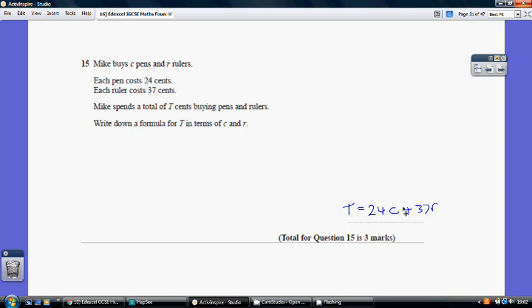Similarly with rulers, each of them cost 37 cents. So if we bought 2 rulers, we do 2 lots of 37, 5 rulers, 5 lots of 37. Well, we're buying R rulers, so that's R lots of 37, which is 37R. So we're spending 24C on pens, 37R on rulers. So the total amount that Mike's spending on buying pens and rulers equals 24C plus 37R.